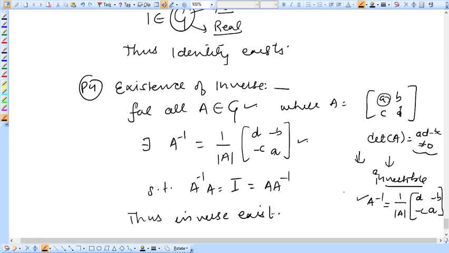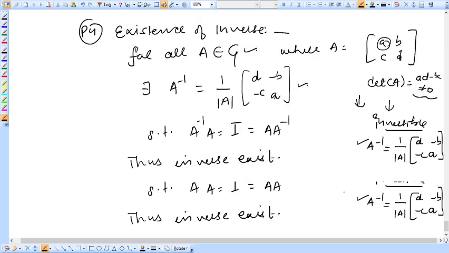In the last case, why inverse was not existing there? Because in the problem it was not specified that determinant is not equal to 0, because that set was also containing the matrices whose determinant is equal to 0. So in that case inverse was not possible, right? But here the author has specified that determinant is not equal to 0, therefore inverse of each and every element exists in this case, right?